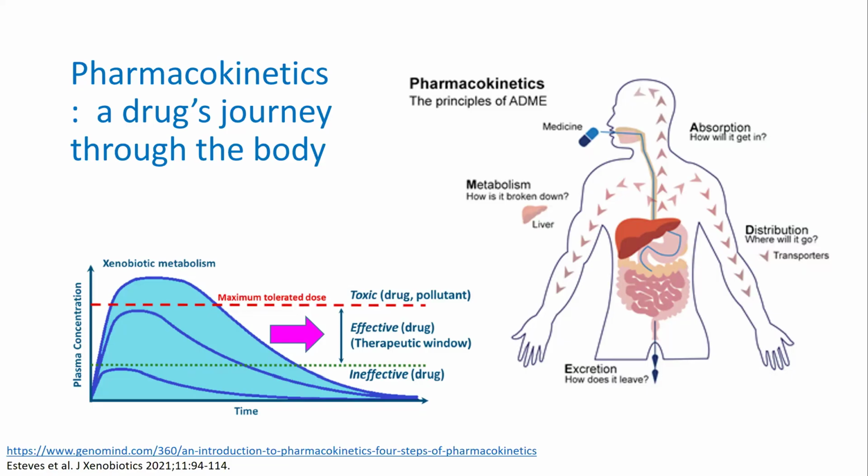A drug will move from the absorption site to the plasma as well as tissues such as brain, fat, and muscle. The graph on the left shows a typical concentration time curve after a drug is administered. The goal is to have drug concentrations within the therapeutic window, as shown by the pink arrow, so that it is effective without causing toxicity. Metabolism refers to how a drug is broken down, and elimination refers to how the drug leaves the body.